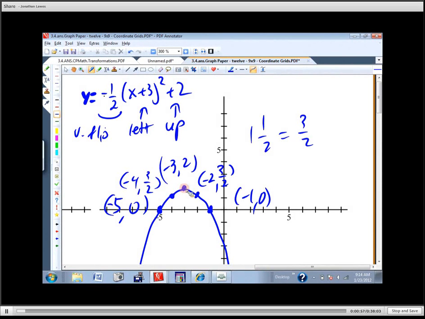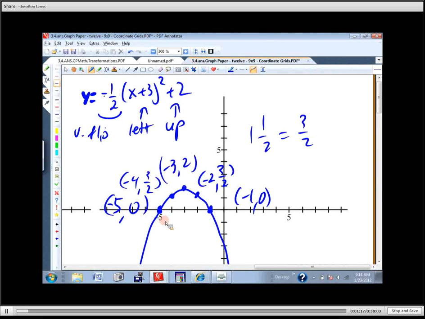So if we normally from the vertex go over 1 unit and then down 1, we're going to go over and down 1/2. So that's where we got to the 1 1/2, so we wrote that as 3/2. Okay. If we normally go over 2 and down 4, I'm going to go down half that far, so I'm only going to go down 2, so that's going to put me right here. And then we label those points right there.